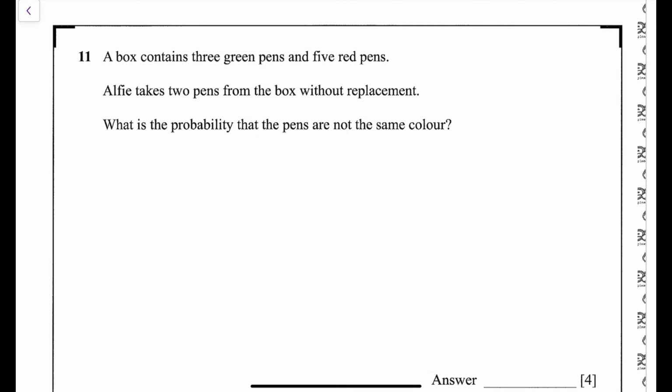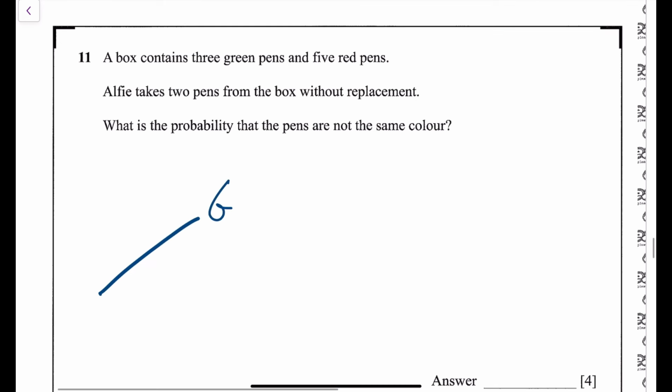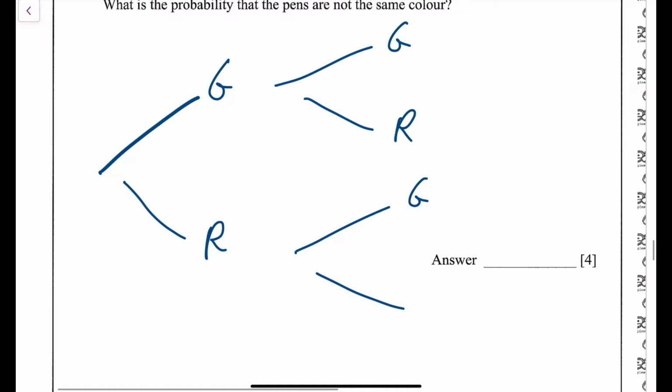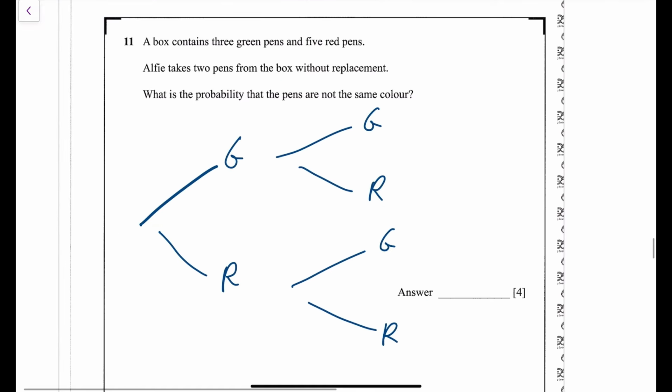Question 11 says a box contains 3 green pens and 5 red pens. Alfie takes 2 pens from the box without replacement. So probably a tree diagram would be the easiest way of doing this one. You've got green or red, and then the second selection is green or red. Now there's a total of 3 green pens out of a total of 8, and there's a total of 5 red out of 8.